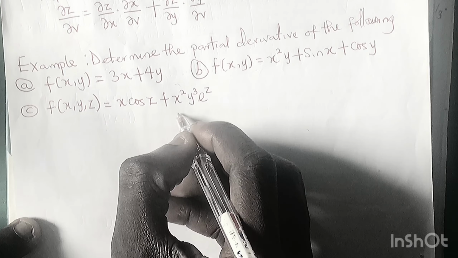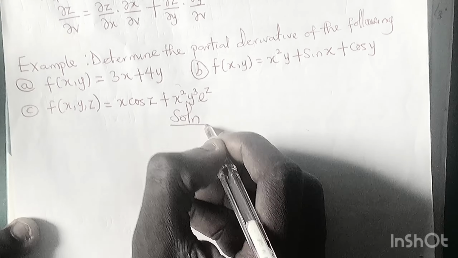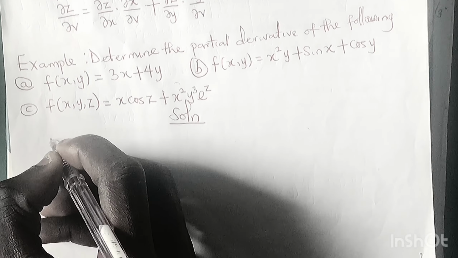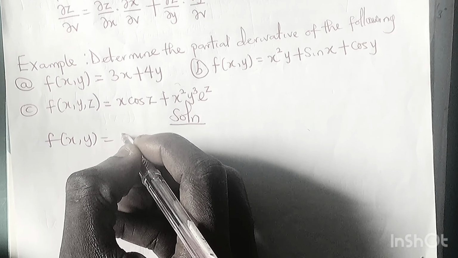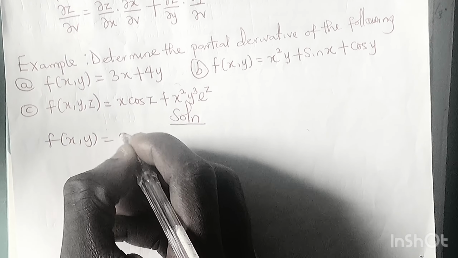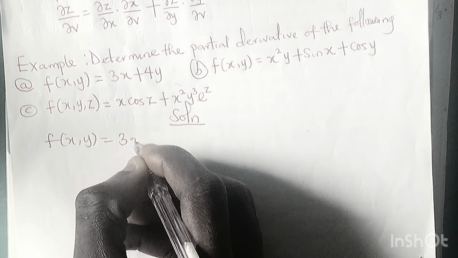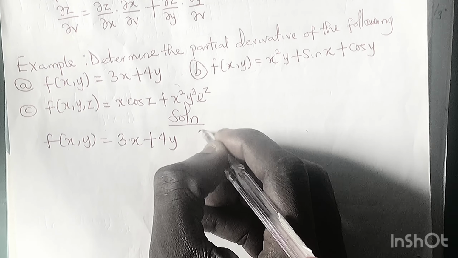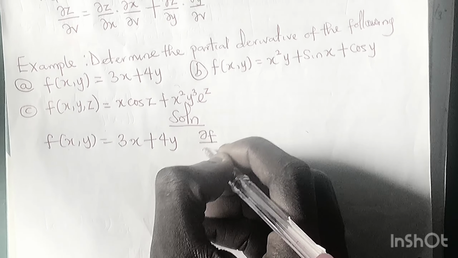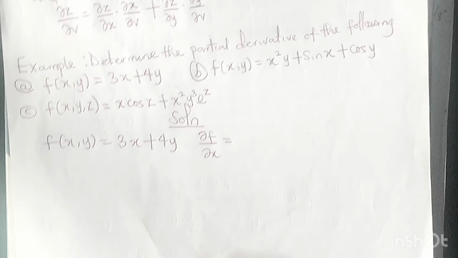So the first one now, solution. For you to do your first function, which is f of x comma y, which is equal to 3x plus 4y. Now ∂f/∂x, what will it be?